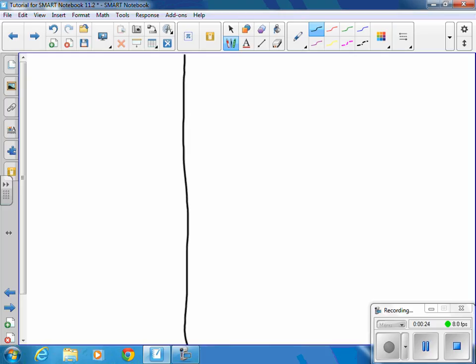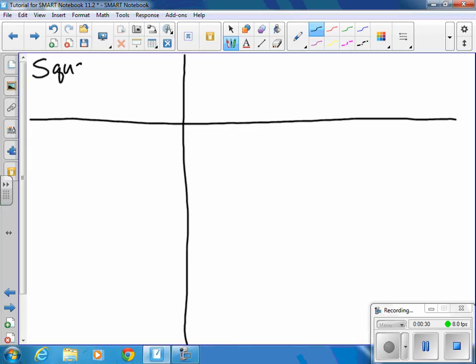Okay? And then across the top, you need your line for your heading. Okay? The title for this is once again Square Roots and Cube Roots. Before we start talking about the specifics of square roots and cube roots, we need to be able to do a couple of other things.